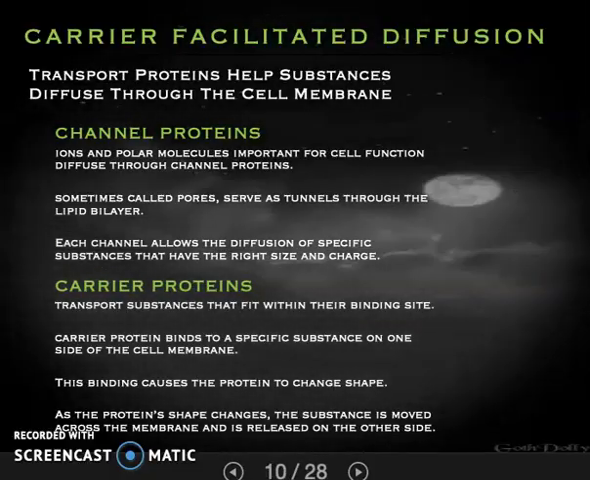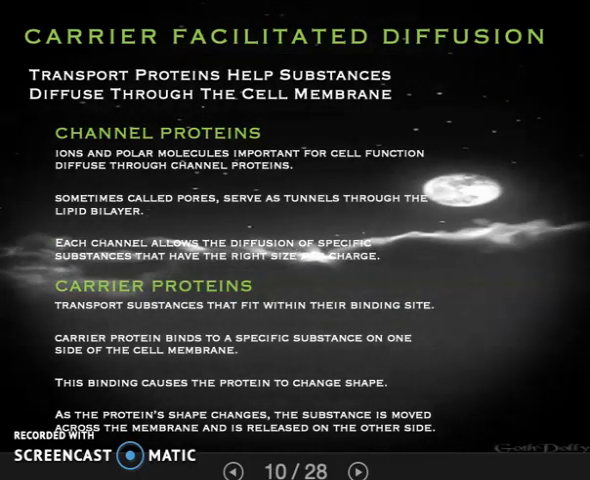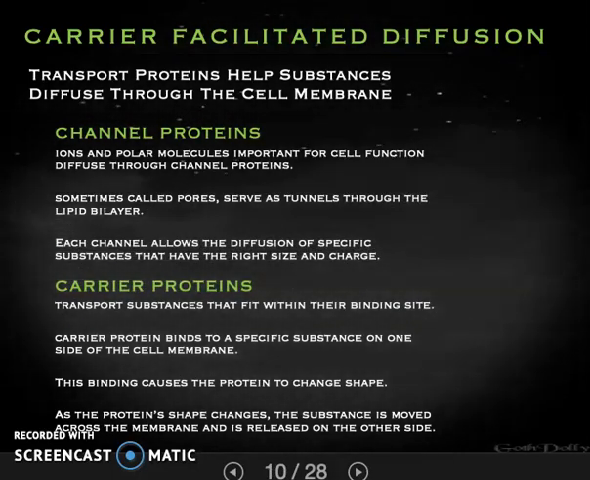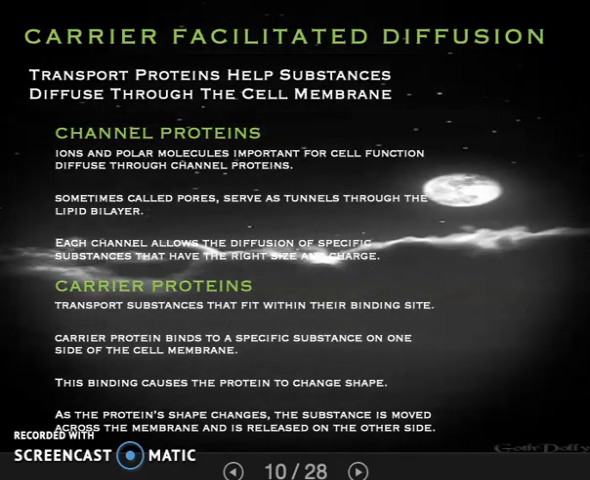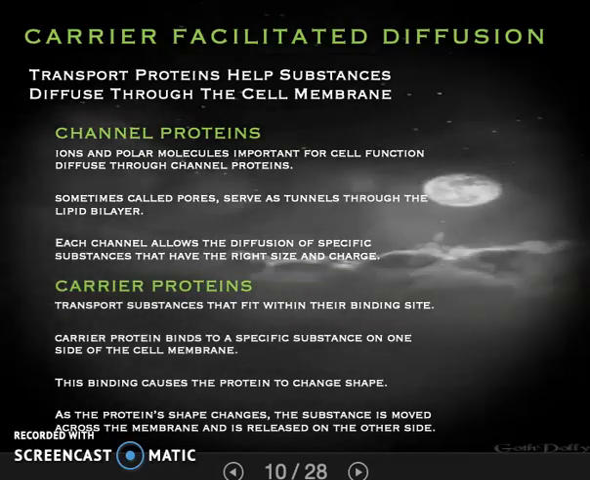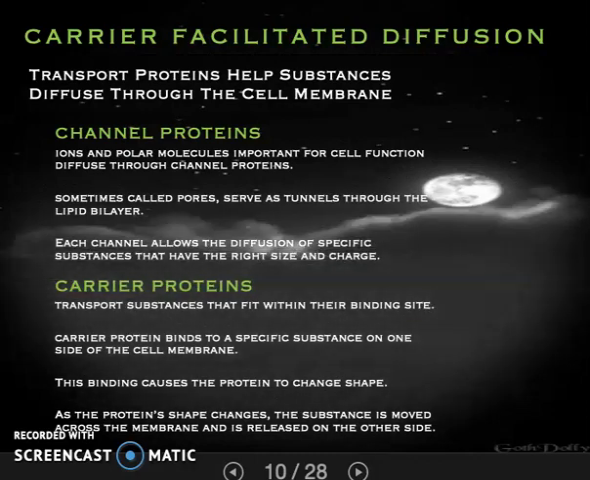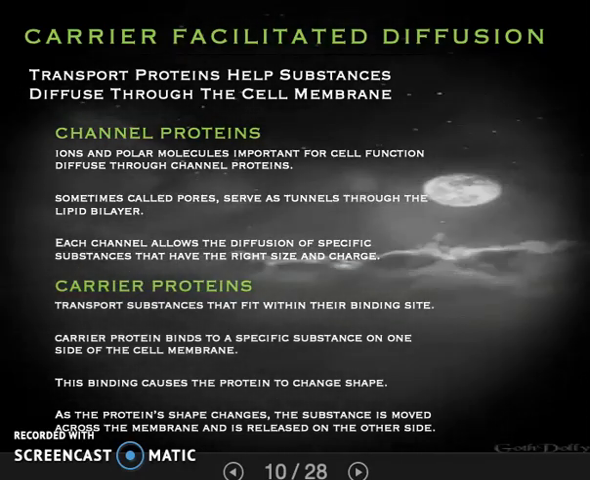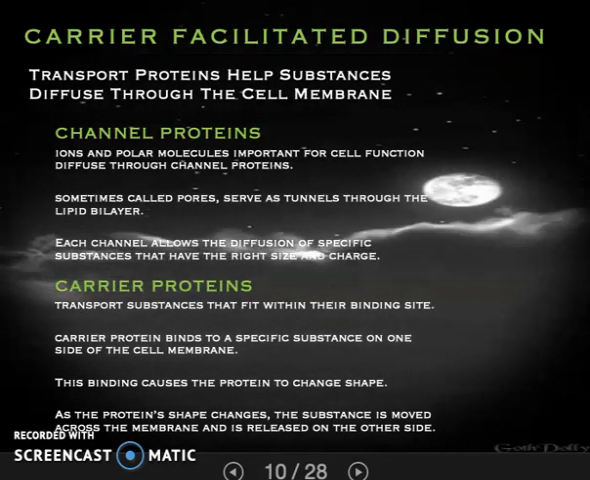Well, if you can't simply diffuse, then you can be helped along. And that's where carrier-facilitated diffusion comes in. To facilitate means to help, and we're helped with carriers. A couple different types of carrier molecules include channel proteins and carrier proteins. Channel proteins are just that. They're sometimes called pores, and they can let things like ions or water pass through.